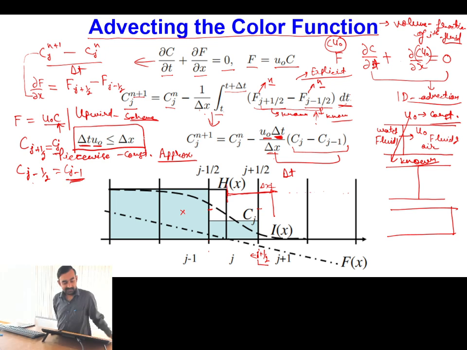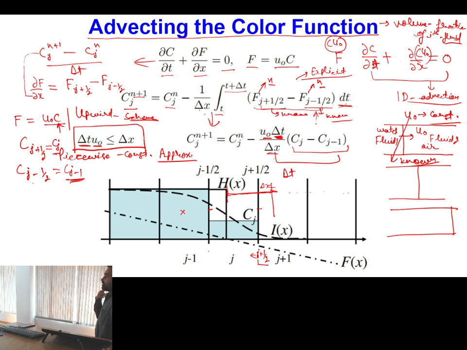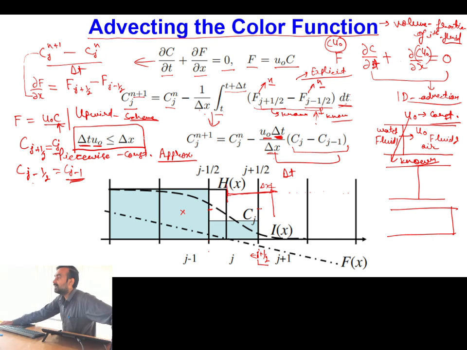So at the moment, u naught velocity is known to us. In the scenarios where u naught is not known to us and simultaneously we are solving the Navier-Stokes equations also, there one time step is limited by the CFL condition of the momentum equation, and another time step is limited by the CFL condition of the volume fraction equation.